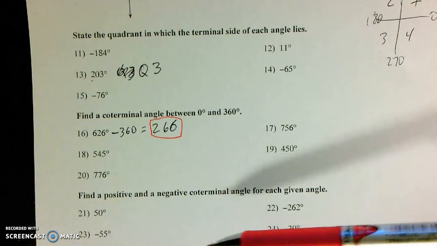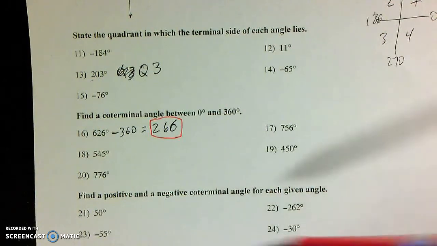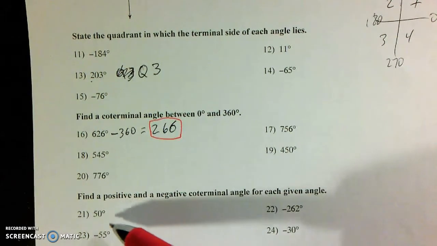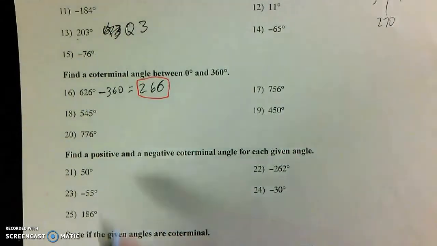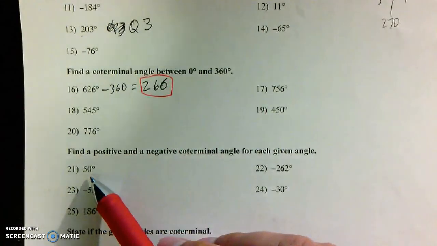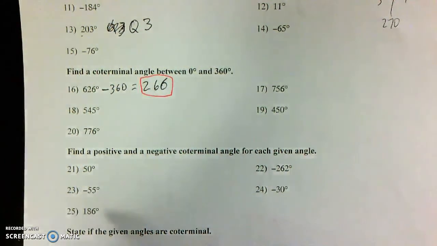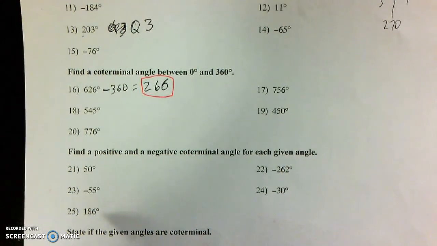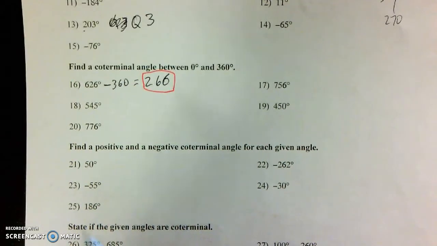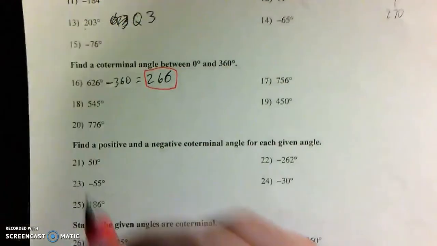So to find a positive and negative coterminal angle, all you want to do is, like for 50, for example, to find a positive, I'm going to just add 360, and then I'll subtract 360 to find a negative. Okay, but that might not be the case for all of these. But for the most part, if you add 360, you'll find a positive one, and if you subtract 360, you'll find a negative one. Actually, that looks like it'll work for all of these. So I'll just do this one.